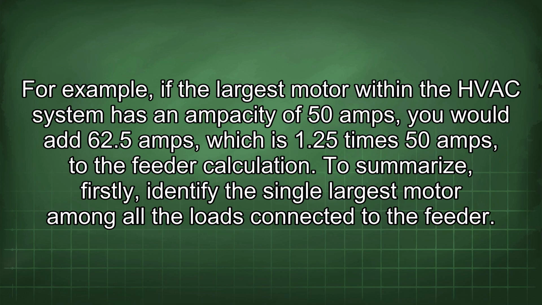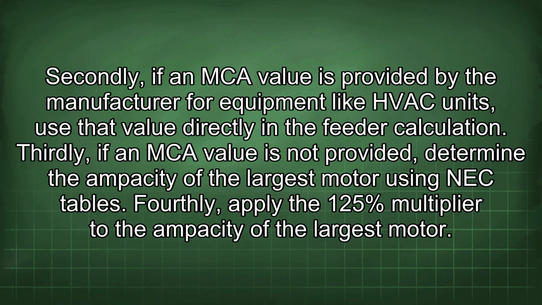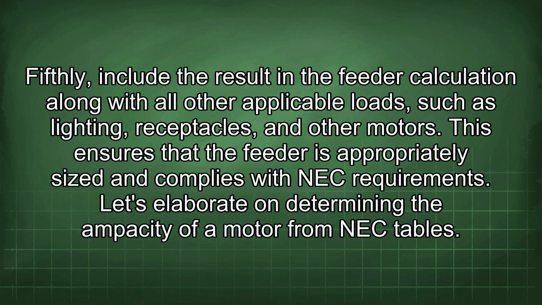To summarize, firstly, identify the single largest motor among all the loads connected to the feeder. Secondly, if an MCA value is provided by the manufacturer for equipment like HVAC units, use that value directly in the feeder calculation. Thirdly, if an MCA value is not provided, determine the ampacity of the largest motor using NEC tables. Fourthly, apply the 125% multiplier to the ampacity of the largest motor. Fifthly, include the result in the feeder calculation along with all other applicable loads, such as lighting, receptacles, and other motors. This ensures that the feeder is appropriately sized and complies with NEC requirements.